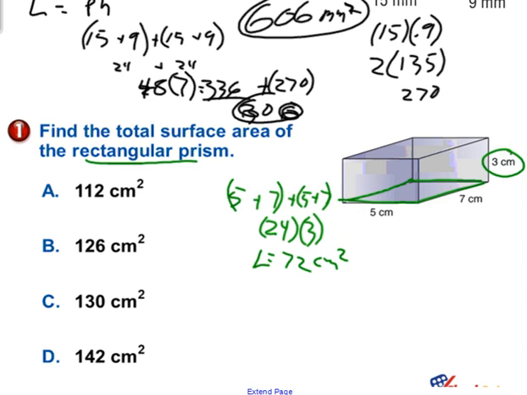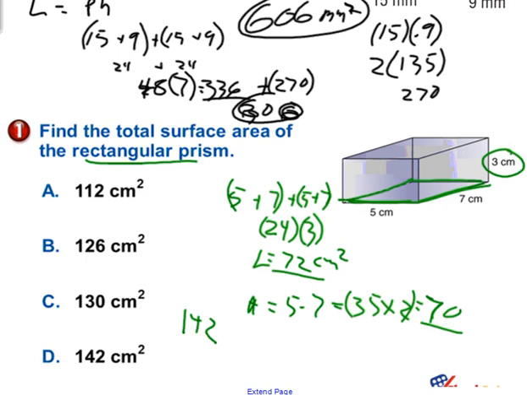Now I've got to find the area of the base and double it. So the area of the base is equal to 5 times 7, which is 35. Got to take it times 2 because I've got a top and a bottom. So 35 times 2 is 70. So the total surface area is 72 plus 70, or 142 centimeters squared. So it's answer D.